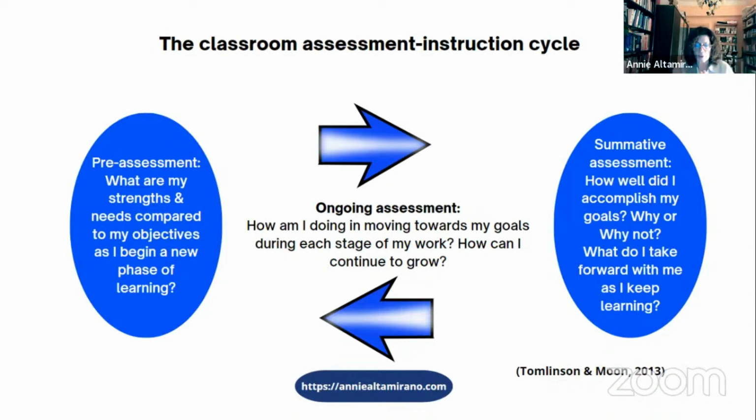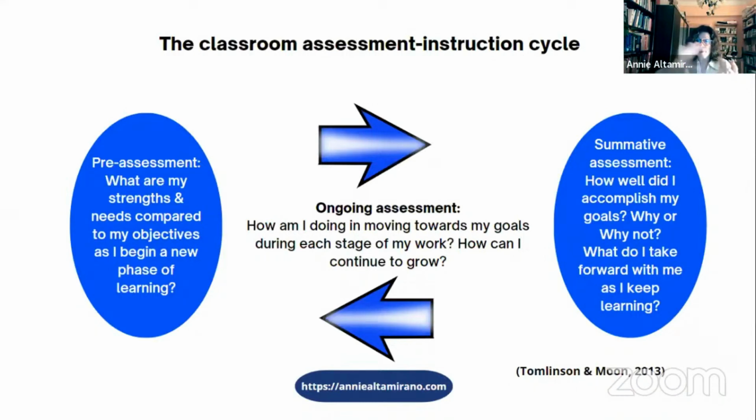Here I try to illustrate how that might work as we help students develop awareness of learning goals. So first we have the pre-assessment, and the student thinks, what are my strengths and needs compared to my objectives as I begin a new phase of learning? These are questions that we need to help our students ask themselves.